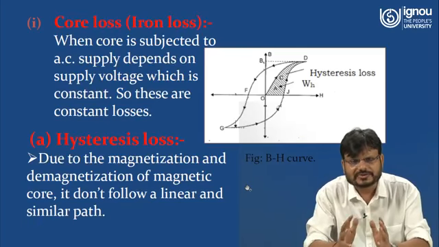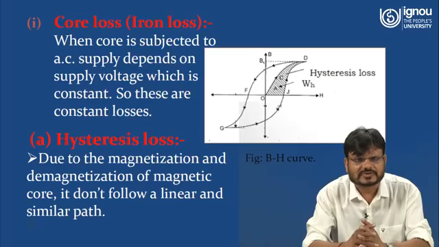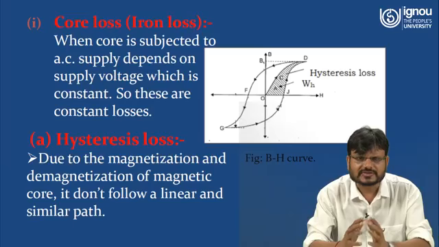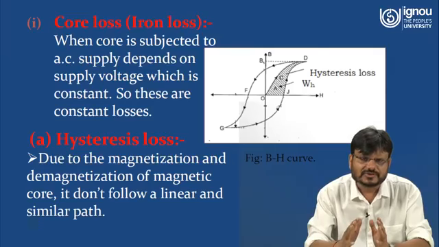Now we are going to discuss in detail the core losses, or iron losses. When the core is subjected to an alternating supply whose voltage is constant, these losses are constant losses. Why are they called constant losses? Because they don't change with the load current. Whatever the load is, the core losses will be constant. The iron loss is always constant, whether it is zero load, full load or half of the maximum load.